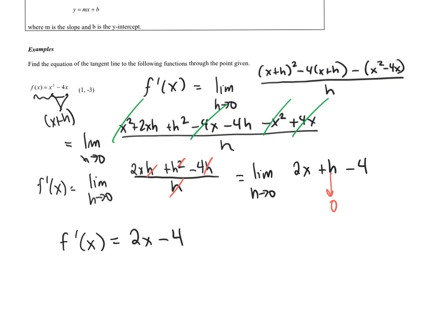So this is our derivative. This is our function that will do the slope of the tangent line. Now I want the tangent line at 1, negative 3. So my x is 1 and my y is negative 3. So my slope of my tangent line is simply going to be f prime of 1. I'm going to plug 1 in for x, because whatever number I plug in, that's the slope of the tangent line at that point. So that is going to be 2 minus 4, which is negative 2.